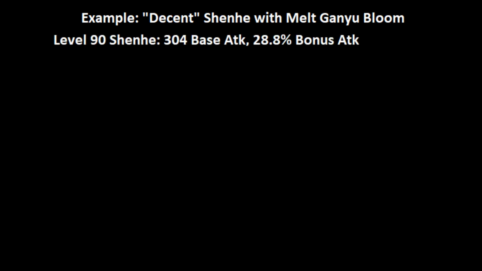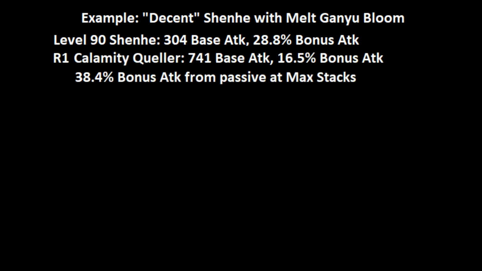So the Shenhe we're using in this example will be level 90, so she'll have 304 base attack with 28.8% bonus attack from her Ascension. She will be using a Refined 1 Calamity Queller, so that's 741 base attack, 16.5% bonus attack from the substat, and 38.4% bonus attack from her passive at max stacks. Keep in mind that this example is using a 5-star weapon, so if you are not going to use that, you'll have to calculate this yourself for something else. But this is her signature weapon, so we'll just use that for now.